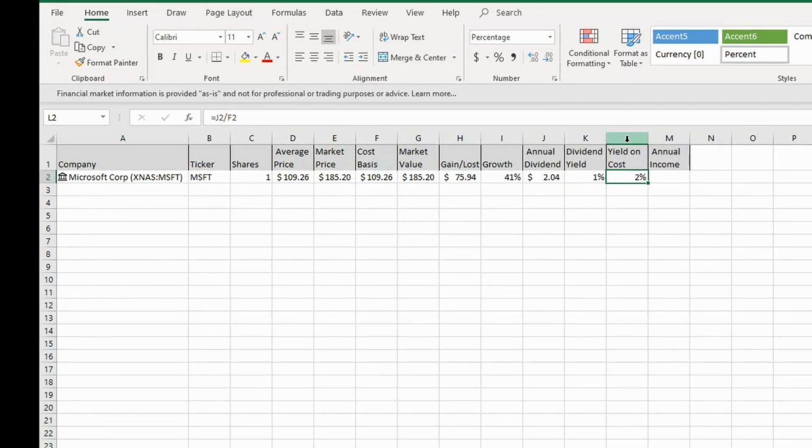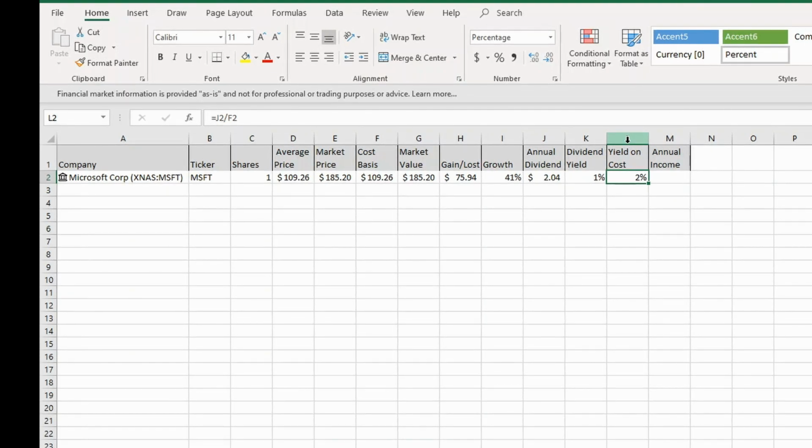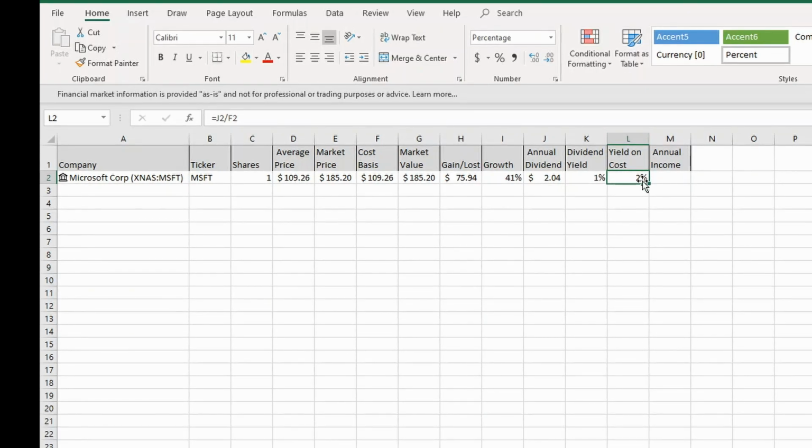Again, I don't really know a whole lot about yield on cost. I saw this on somebody else's fancy portfolio. Apparently it's supposed to tell me if it's good that I'm getting paid in comparison. I don't really know that much, but it's there.